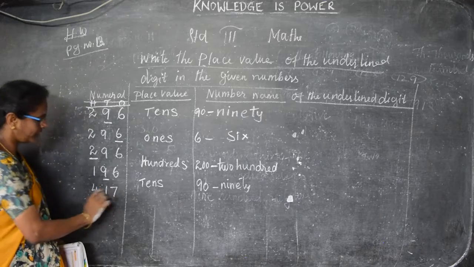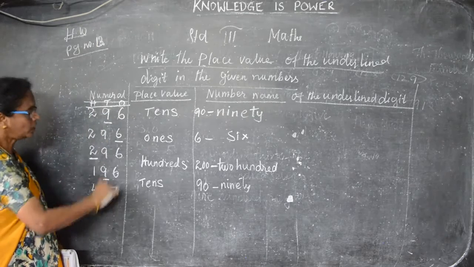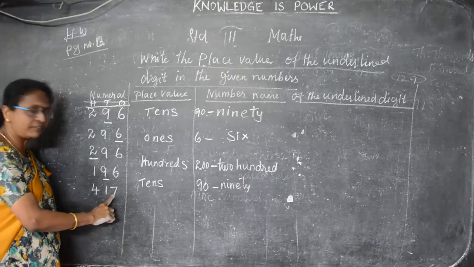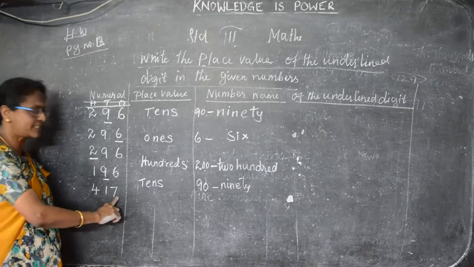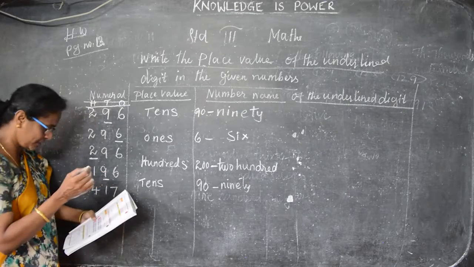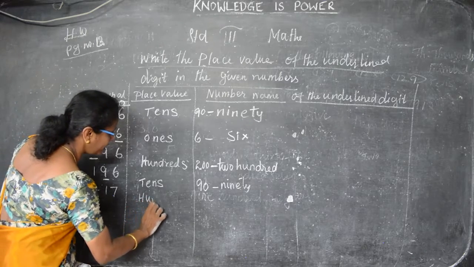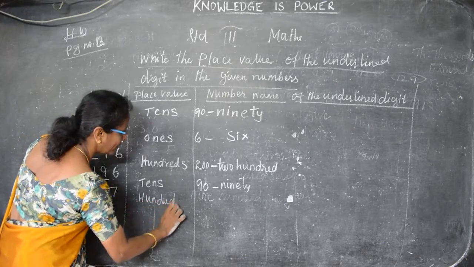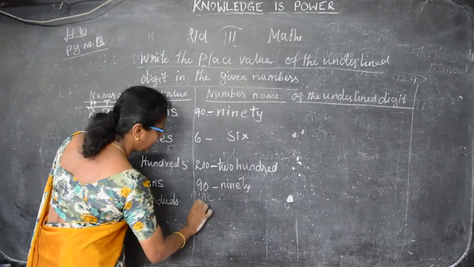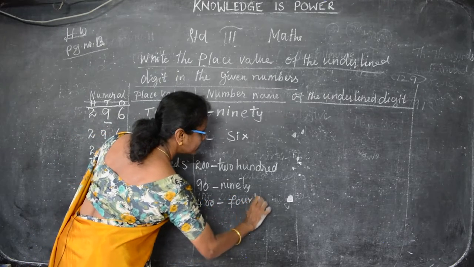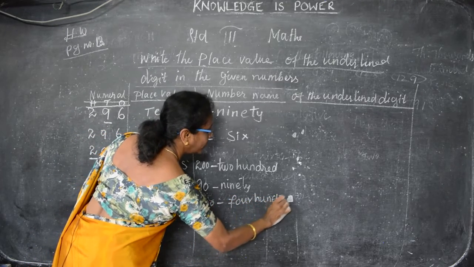Then 417. So how can you read this number? 4 hundreds, 1 ten, which is 10. In the tens place there is 1, which is 10. 7 is there. So 417. Which number is underlined? 4 is 100s. So that is in the hundreds place. So 4 is underlined, 400. So you can write 400. This is the number. Note it down in your book, children.